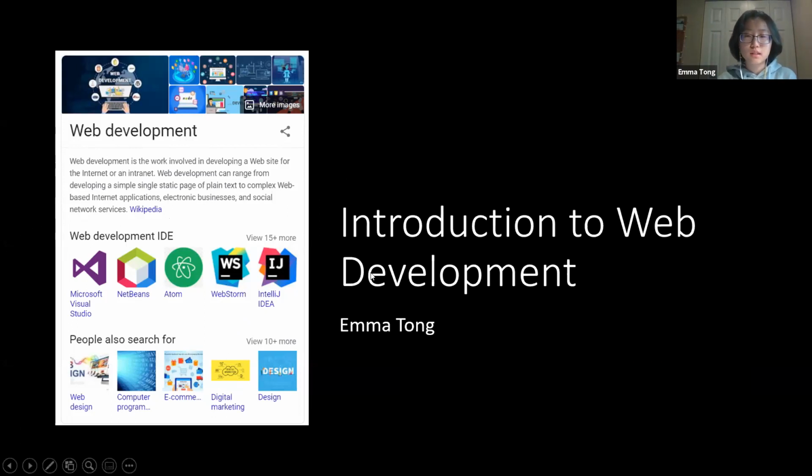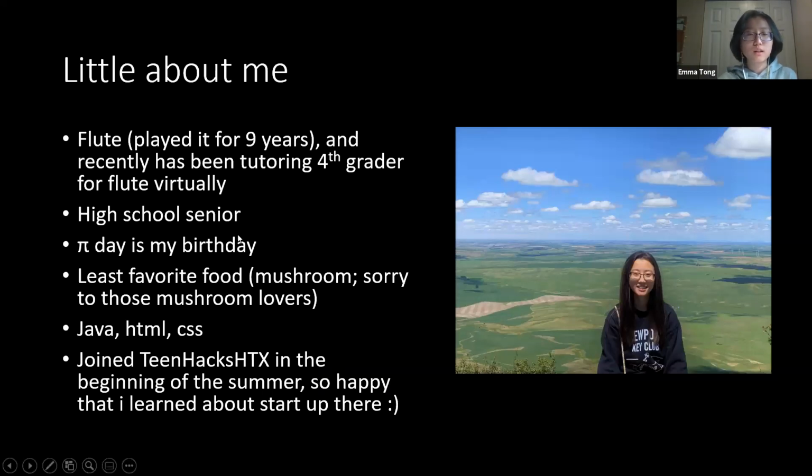Before we start, I will talk a little about me. My name is Emma Ton, and I am a high school senior in Bellevue, Washington. I love playing flute, and I played it for 9 years. I learned Java and HTML and CSS, especially HTML and CSS, on my own during the summer. I joined Teen Hacks in the beginning of the summer, and I really like it. So I chose to volunteer here and to learn about HTML and CSS.